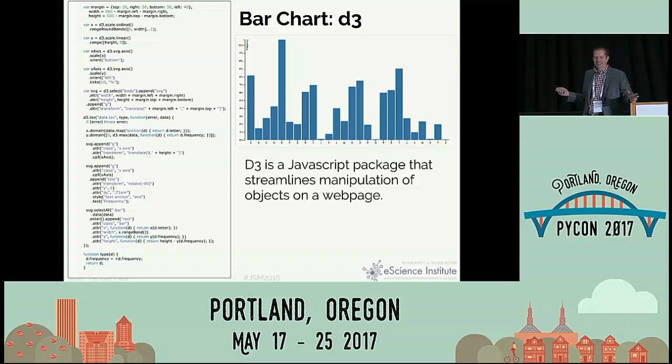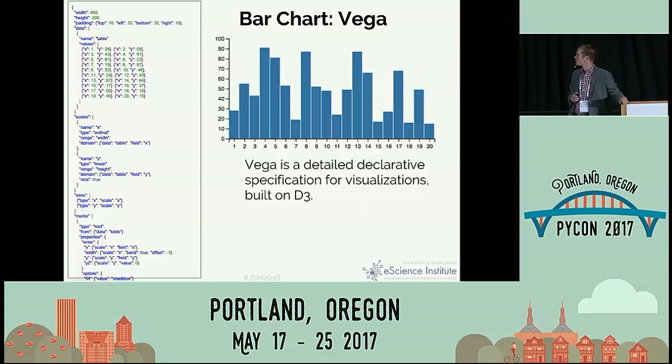But so after Bostock went to the New York Times, his advisor Jeff Heer, who was down at Stanford and helped develop D3, moved to the University of Washington. Yes, and he thought about this and said, we need a better way for actual scientists and statisticians to visualize their data. So they wrote this specification language called Vega. And Vega improves on this a little bit.